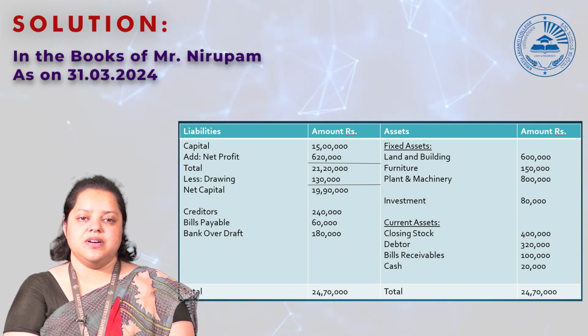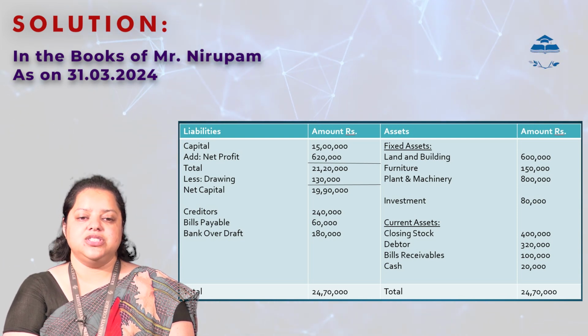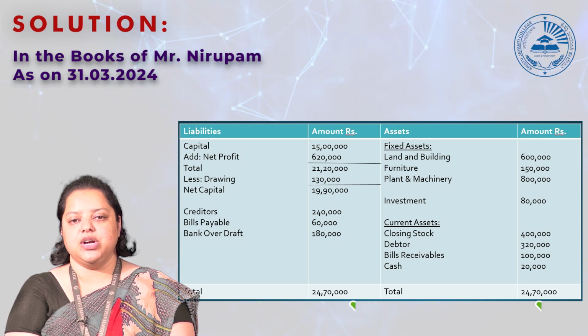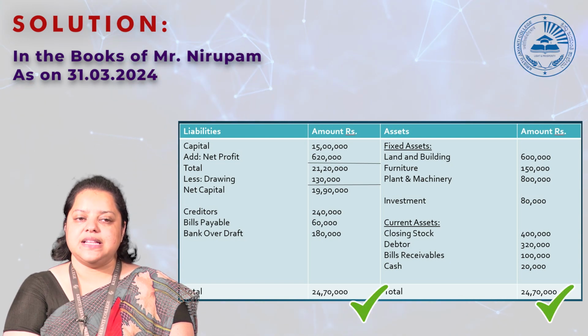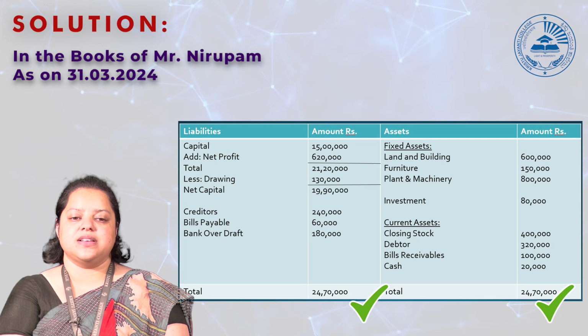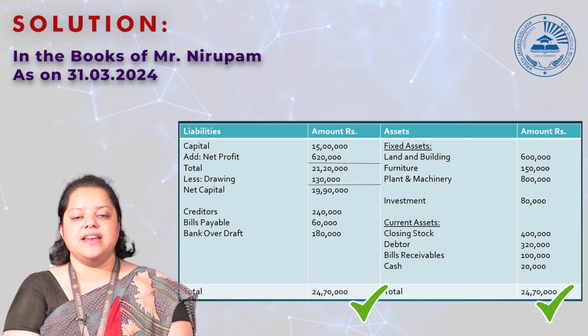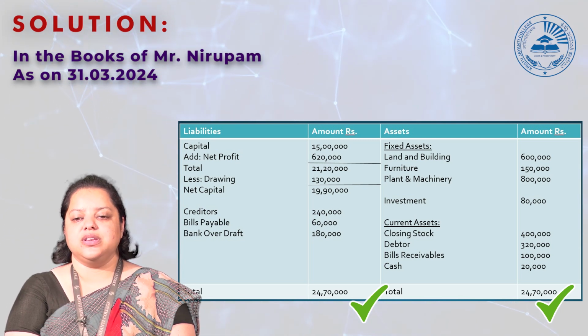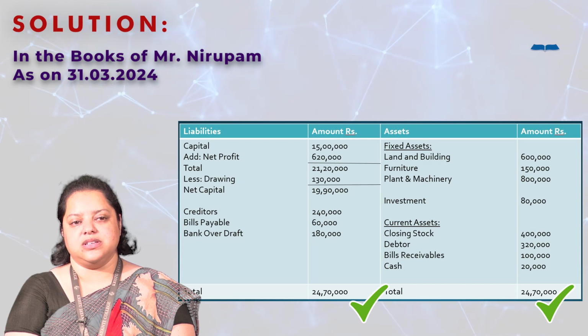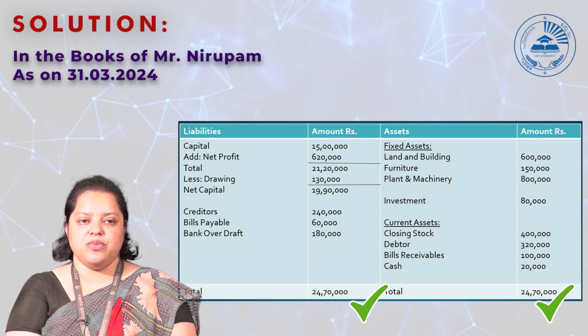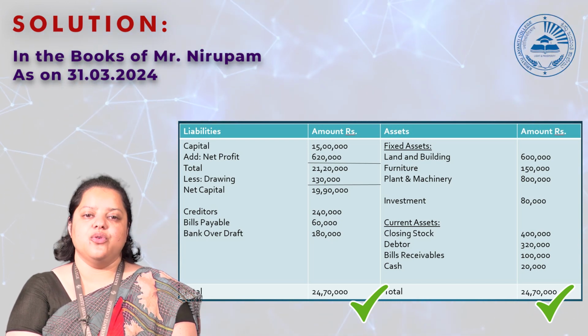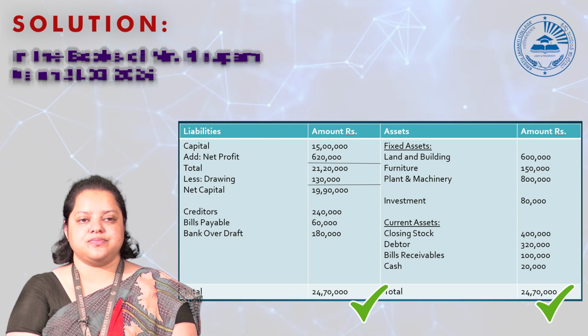So please remember, dear learners, in the balance sheet the liabilities should be equal to the assets. Here you can see the liability side total is 24,70,000 and the asset side also we got 24,70,000. So this is the basic problem of balance sheet. Now we will go for the second problem.